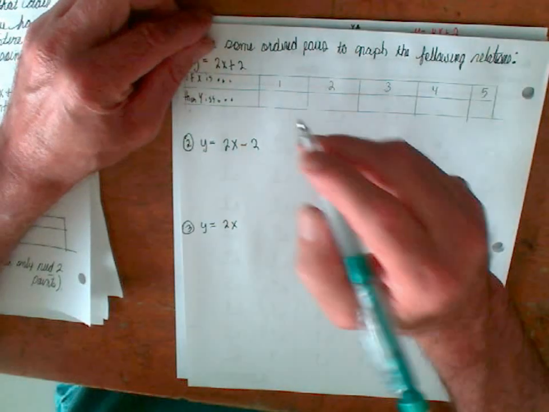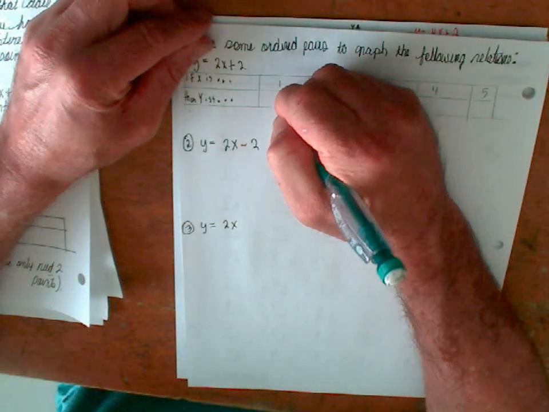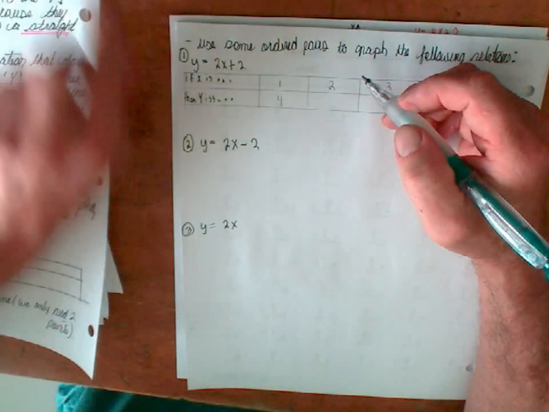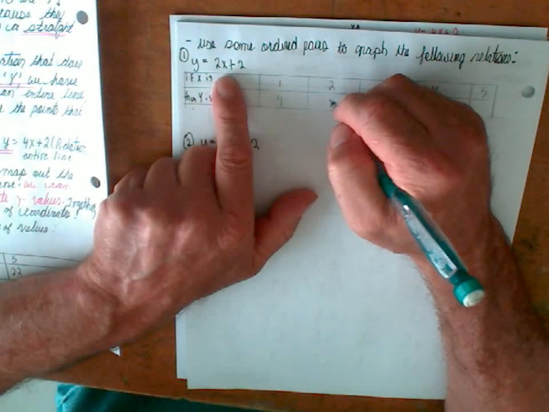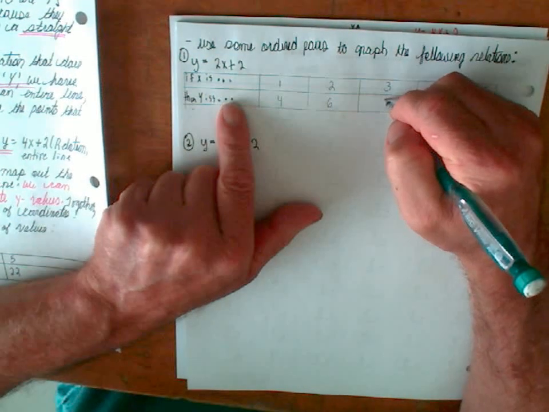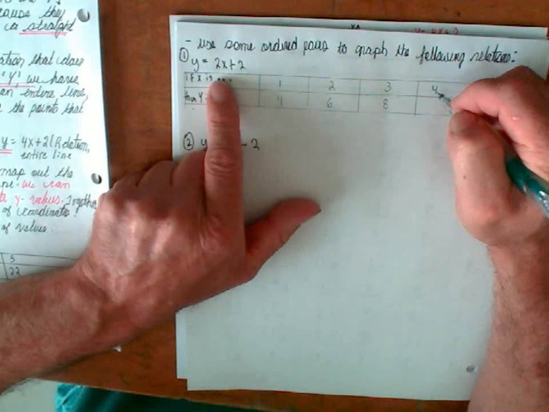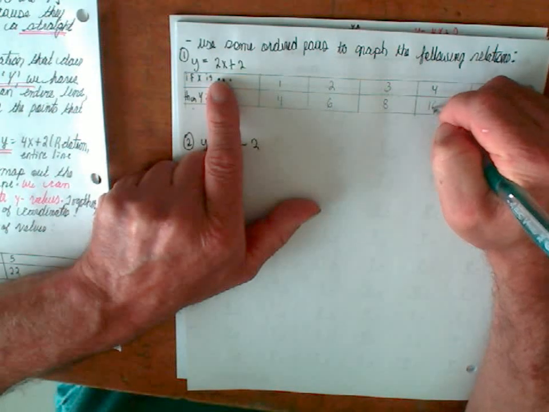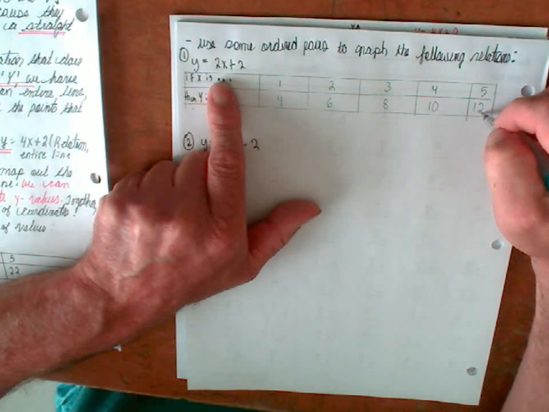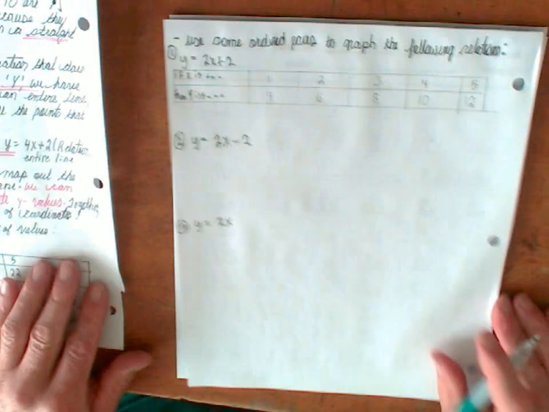2 times 1 is 2 plus 2 is 4. 2 times 2 is 4 plus 2 is 6. 3 times 2 is 6 and 2 is 8. 4 times 2 is 8 and 2 is 10. And 5 times 2 is 10 plus 2 is 12. So we're going to put this on that same graph.